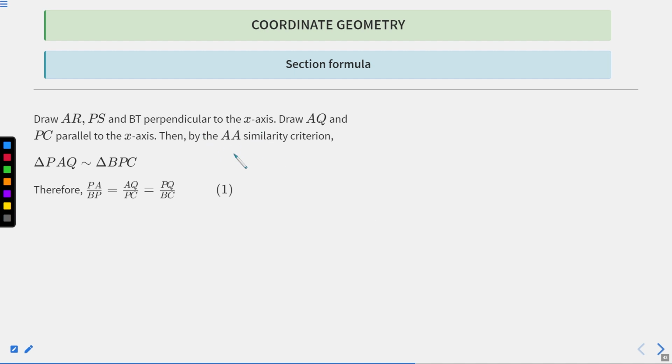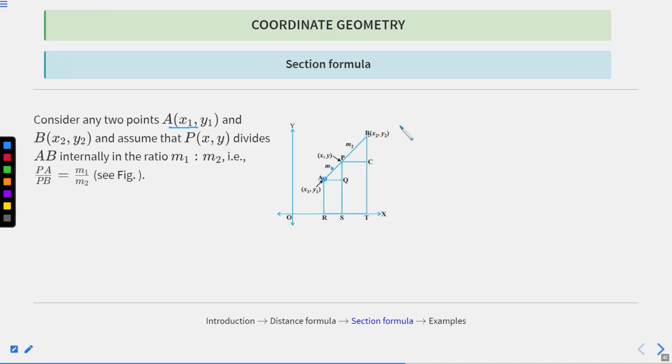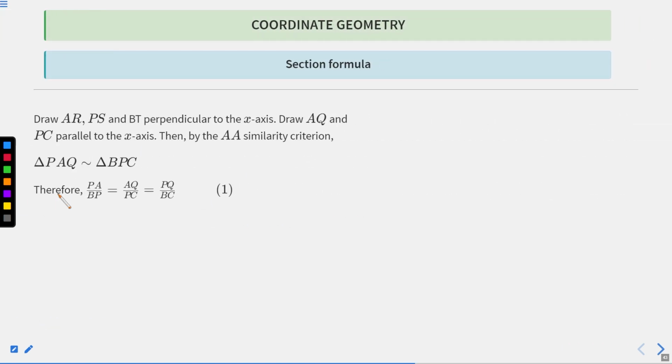And then by the angle similarity criteria, triangle PAQ is similar to triangle PBC. So these two triangles are actually similar to each other. Okay, so therefore their corresponding sides are in the same ratio. So therefore PA by BP is equal to AQ by PC, and this is equal to PQ by BC, and we name this condition as 1.